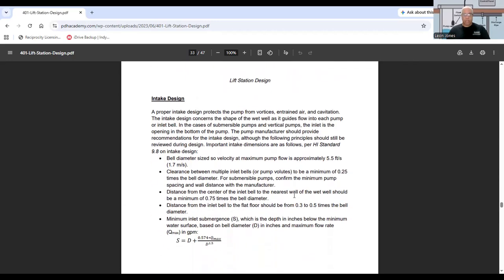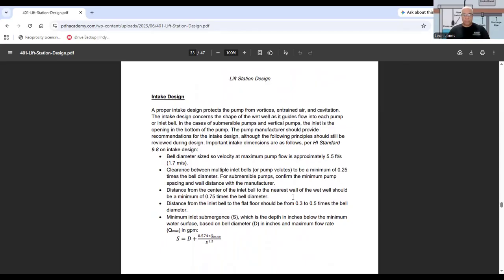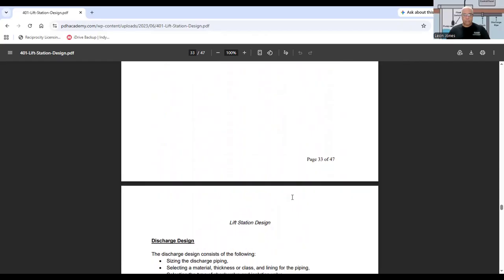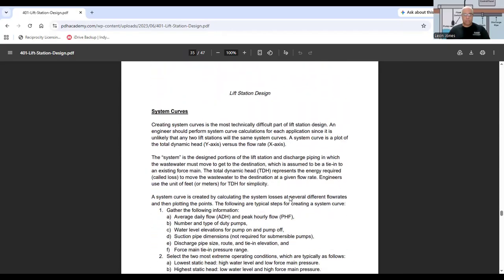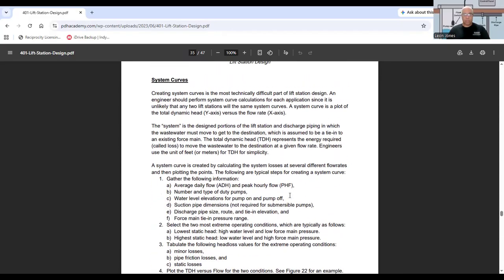You have your intake design. Your discharge design. System curves.